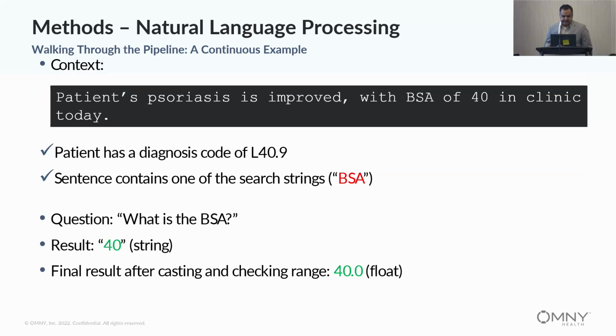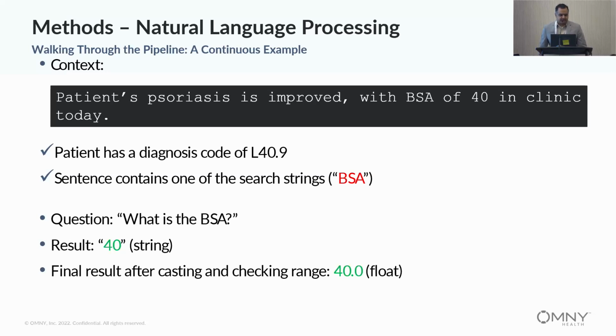I just wanted to walk through a little more detail of how we do our pipeline. So here's a sentence which is similar to the one I just read. The first thing we do, to eliminate false positives, is make sure that the patient has a diagnosis code for L40.9. And he does in this case. So we proceed to the second check, which is to make sure that the sentence contains one of the severity score specific search strings, which in this case was BSA. And we see the sentence does contain the string BSA. So then we proceed to pair it with the question, "What is the BSA?" And we pass it to the model.